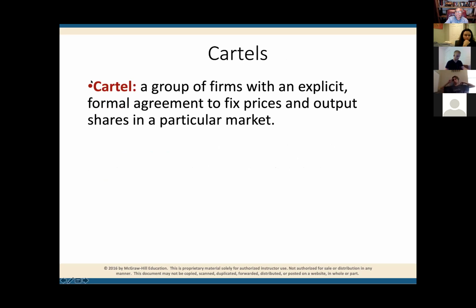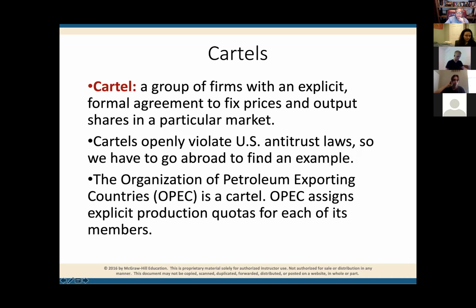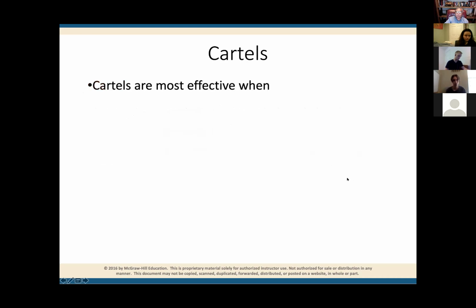Again, what they're creating is a cartel. What is a cartel? A group of firms with an explicit formal agreement to fix prices and output. In the United States it is illegal, so what they create is informal. In other words, they don't sign the agreement, but they know that they are there, because cartels are in violation of antitrust laws in the United States. The best example of a cartel is OPEC. I did mention that to you.